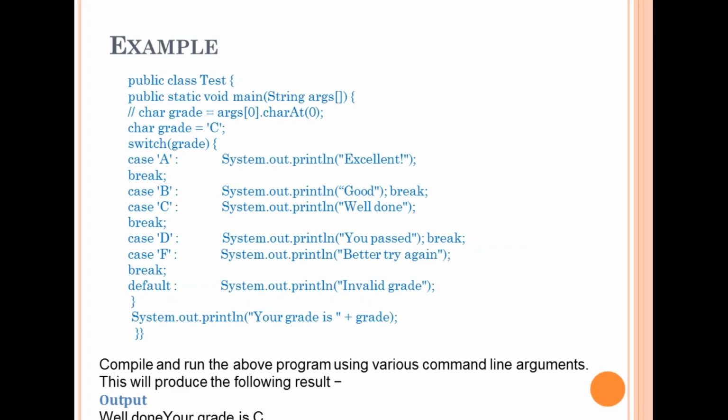For example, we have a class Test where we have a char grade = 'C', switch (grade). Case 'A': System.out.println "Excellent". For B, "Good". For C, "Well done". As our case is C, the system should print "Well done, your grade is C". Compile and run the above program using various command line arguments. This will produce the following result.